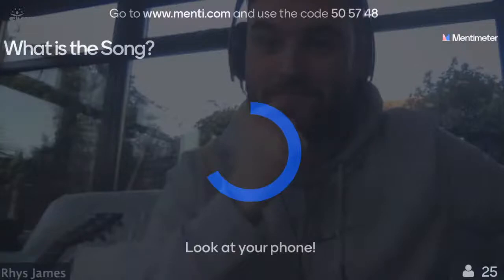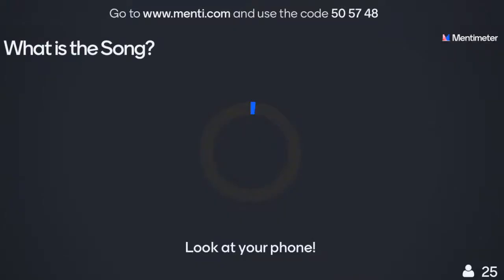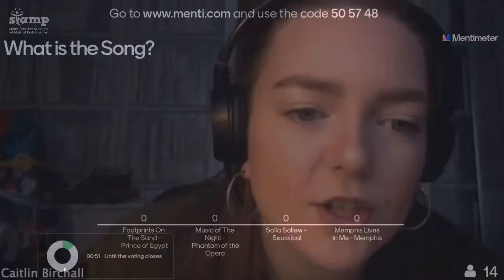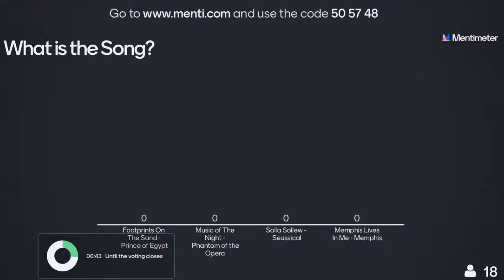Okay, so your options for this one are: is it Footprints in the Sand from Prince of Egypt, that classic Leona Lewis tune? Is it Music of the Night from Phantom of the Opera? Oh, get my face away from the screen, Chris. Is it Seasons of Love from Rent? Oh, I can't see the last option. It's Memphis Lives in Me from Memphis.